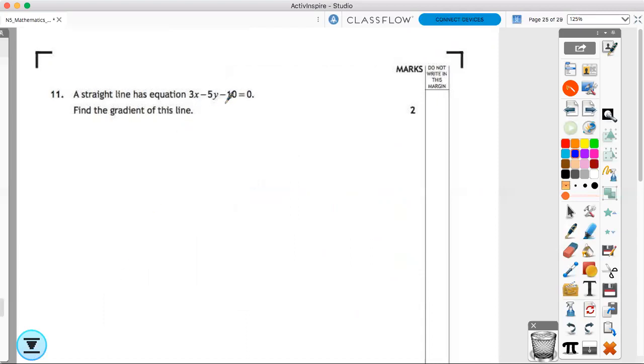So here, if I'm asked to find the gradient of a line, the first thing you say is, I need to write this as y equals mx plus c, right? I need to find m. That means I need to rearrange this equation and have y as the subject. So I can just say 3x minus 10 equals 5y, right? I can do plus 5y on both sides, just to get into positive. Now, I can just divide by 5 on both sides, but remember, you need to divide everything by 5.